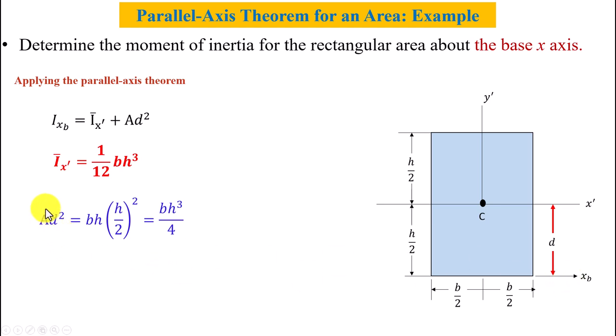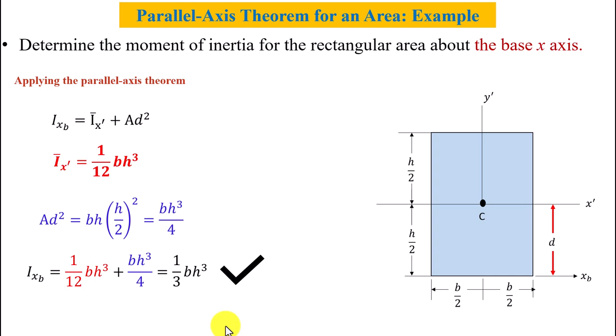A d square means the area of this rectangular cross section times d square. When you multiply this, we get b h cubed over 4. Okay, therefore Ixb equals b h cubed over 12 plus b h cubed over 4. This equals b h cubed over 3. Therefore, this is just to demonstrate.